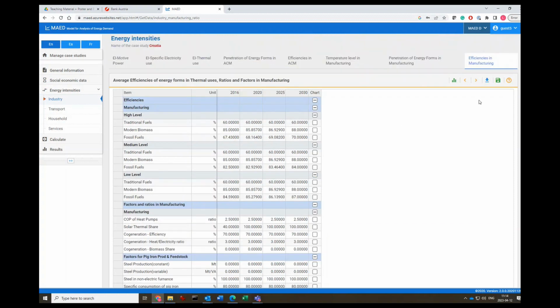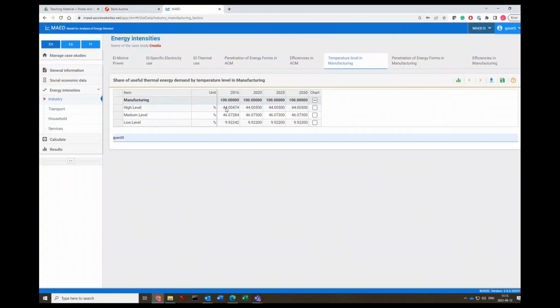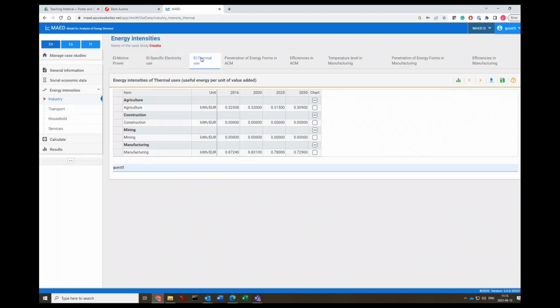But mainly, as we said, these are the main inputs. These are the efficiencies for the different levels of temperature. These are the penetrations of different energy forms for the different levels of temperature. And this is where we defined how much of these processes are done at what type of temperatures. And before that, there were mainly inputs for ACM, agriculture, construction, and mining, and also the thermal use. We define it here also for the manufacturing, which later we split into these different temperature levels.